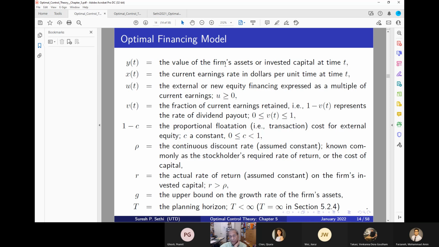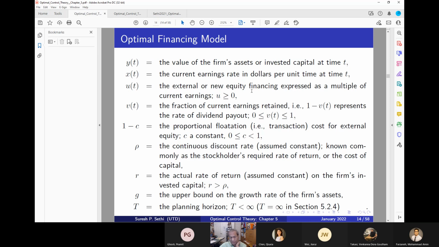YT is the value of the firm's asset invested in capital at time t. XT is the current earnings rate in dollars per unit time t. So we have some assets and we earn some money. UT is the external or new equity financing expressed as a multiple of current earnings. This can be formulated a different way. You don't have to put it as a multiple, but whichever way we do it, we do it.